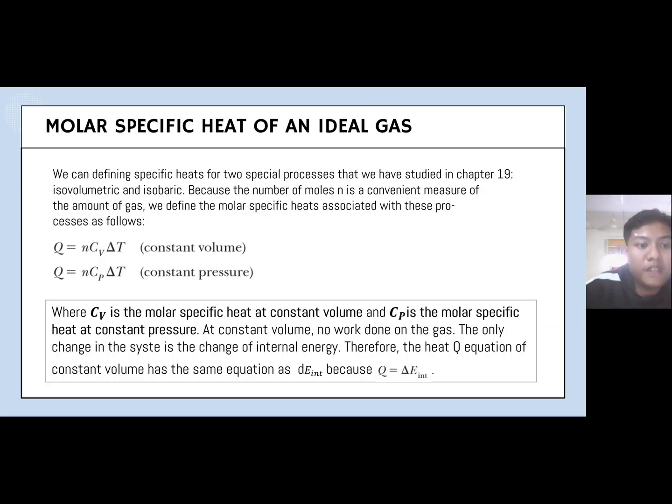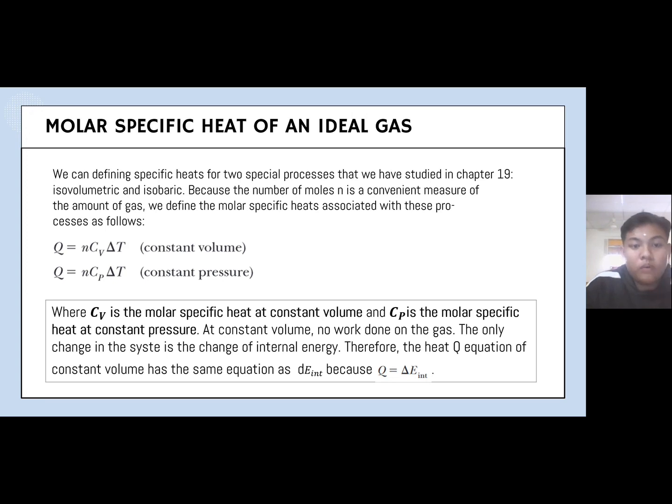We can define a specific heat for two special processes that we have studied in chapter 19, which are isovolumetric and isobaric, because the number of moles is a convenient measure of the amount of gas. We define the molar specific heat associated with these processes as follows: Q equals n Cv delta T and Q equals n Cp delta T, where Cv is the molar specific heat at constant volume and Cp is the molar specific heat at constant pressure.